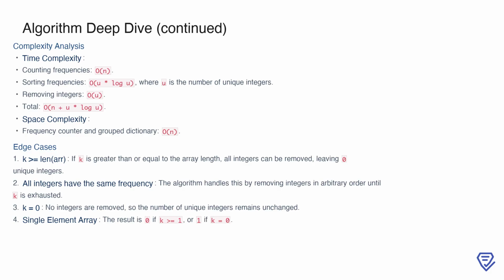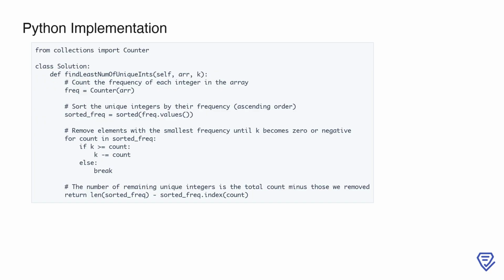For edge cases, if k is greater than or equal to the array length, all integers can be removed, leaving 0 unique integers. When all integers have the same frequency, the algorithm simply removes them in any order until k is exhausted. If k is 0, no integers are removed, so the unique count remains unchanged. Finally, for a single element array, the result is 0 if k is at least 1, or 1 if k is 0. This implementation solves the problem of minimizing the number of unique integers after removing exactly k elements.